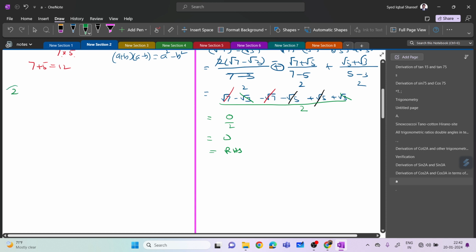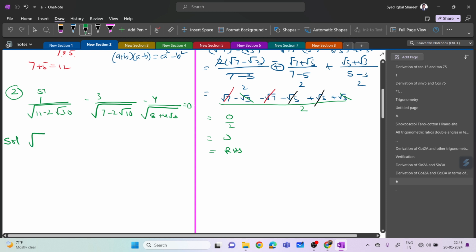Problem number 2, same type. Show that 1 by square root of 11 minus 2 root 30, minus 3 by square root of 7 minus 2 root 10, minus 4 by square root of 8 plus 4 root 3, should be equal to 0. You have to prove this thing.